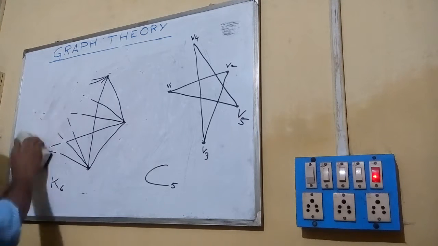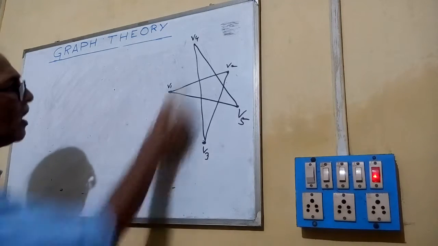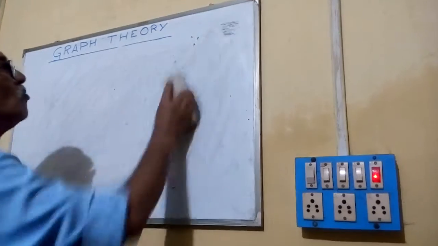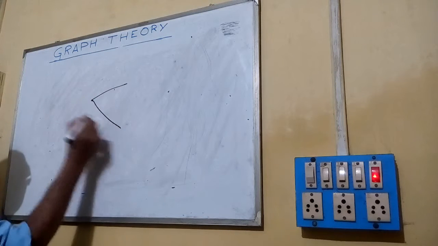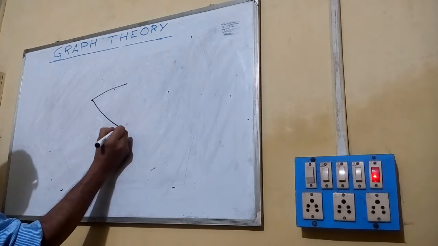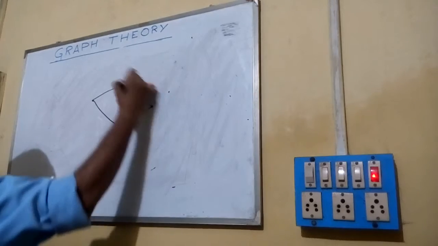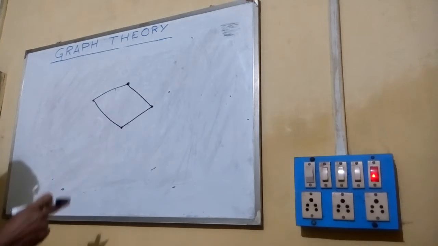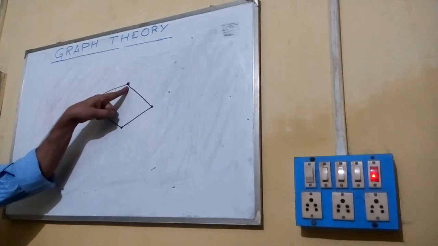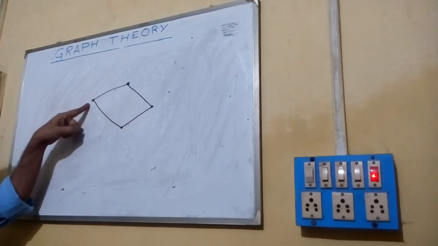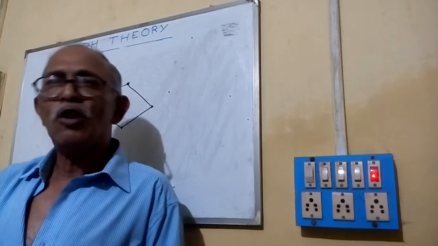Remember this one. It is not necessary for all degrees to be the same to make it a complete graph. Suppose this is a graph. Here in this way, it's not a complete graph, but degree of all the vertices is 2: this one is 2, this one is 2, this one is 2, this one is 2. So it will be called a regular graph, or degree of regularity will be 2.